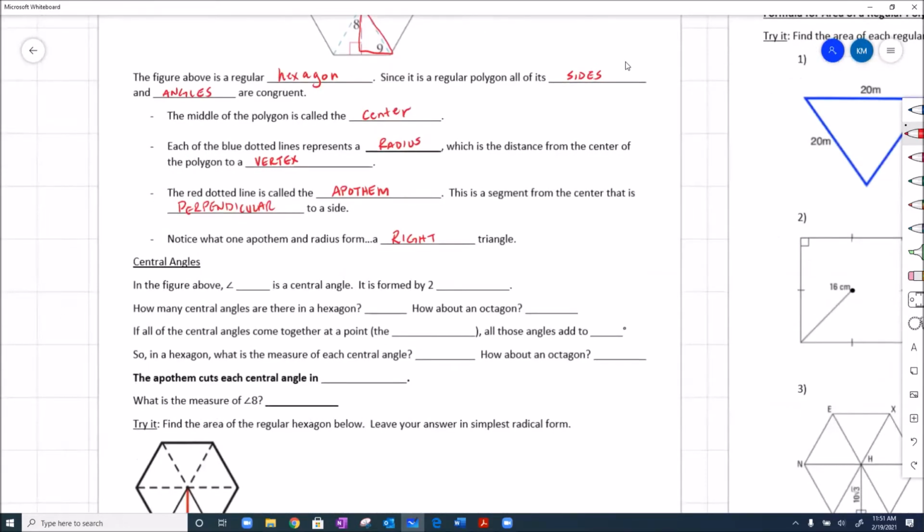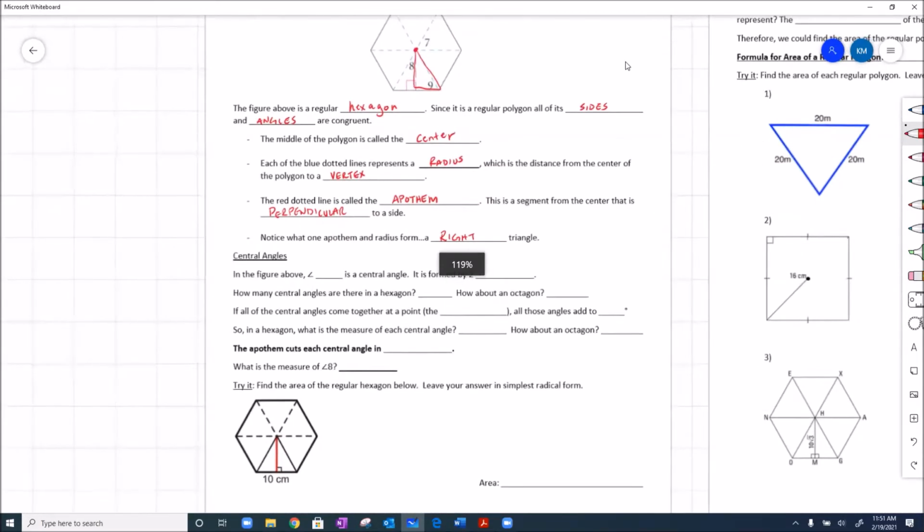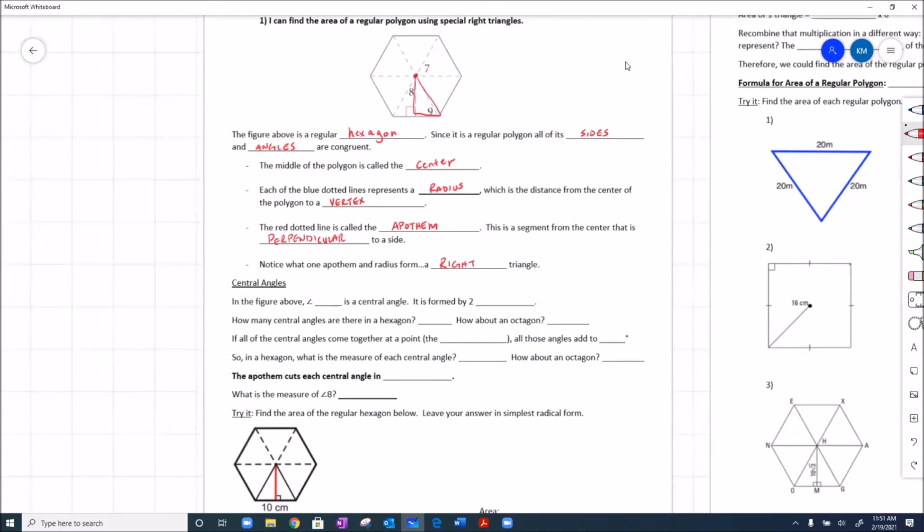So, in the figure above, as we look at naming some of these things, angle 7 is a central angle. It is formed by 2 radii. How many central angles are there in a hexagon? Well, a hexagon has 6 sides, so it has 6 central angles. How about an octagon? It has 8 sides, 8 central angles.